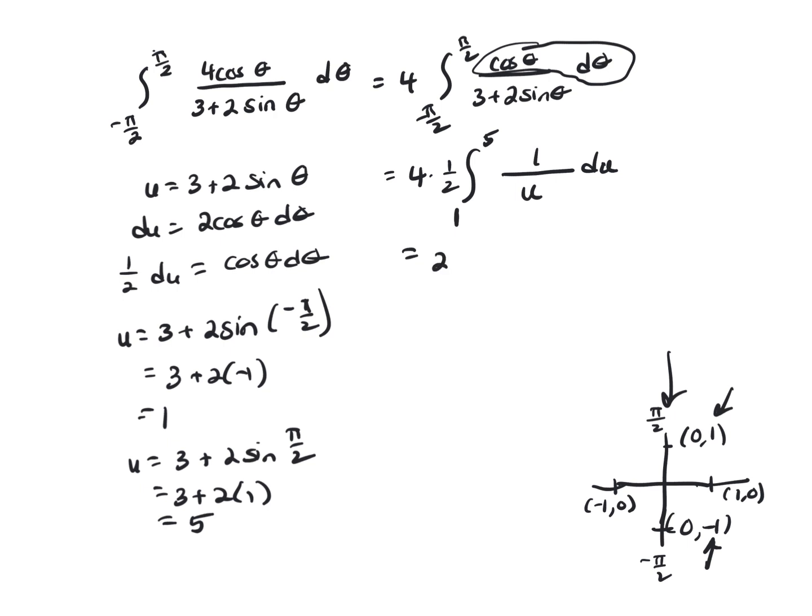And then the integral of 1 over u, that's ln of u, evaluated between 1 and 5. So that will be 2 times ln 5 minus ln 1. ln 1 equals 0. So your answer is 2 ln 5.